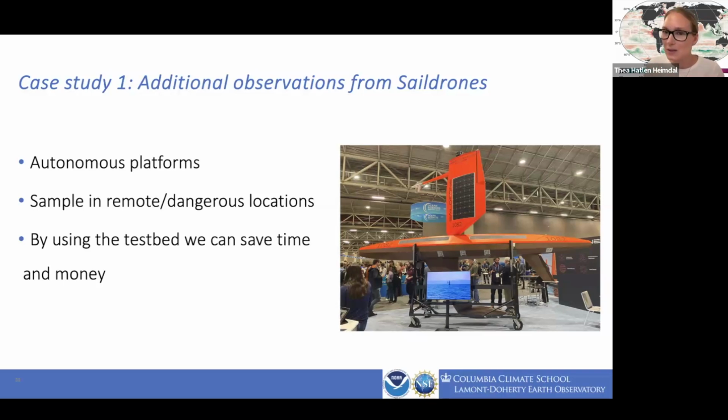I don't know if you've seen a sail drone before. You can see it on the photo there, this big orange thing. You can ship this out in the ocean, and it can go and sample in remote areas where you don't go by ship.